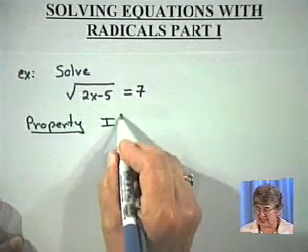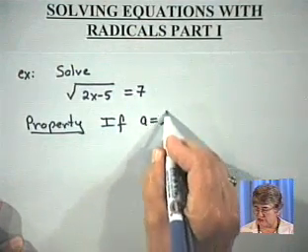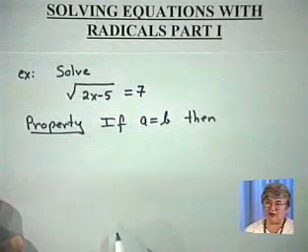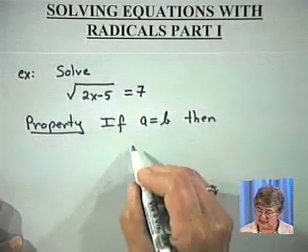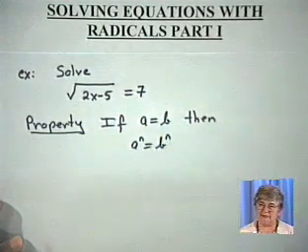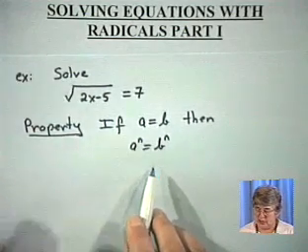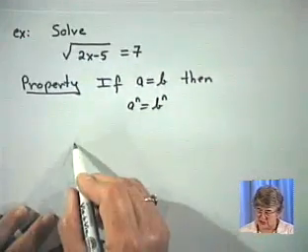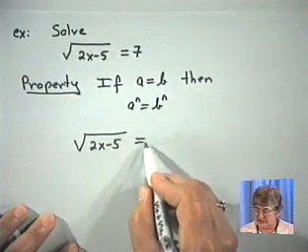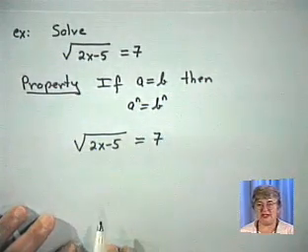We have two numbers and they are equal. If a equals b, then we can take both numbers to the same power and we'll still have an equality: a to the nth equals b to the nth. Now, in solving this particular equation, we have the minus 5 on the left side of the equation and the 7 on the right side of the equation.